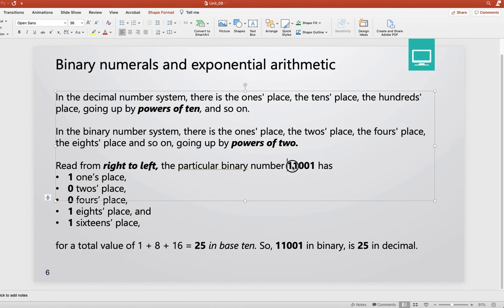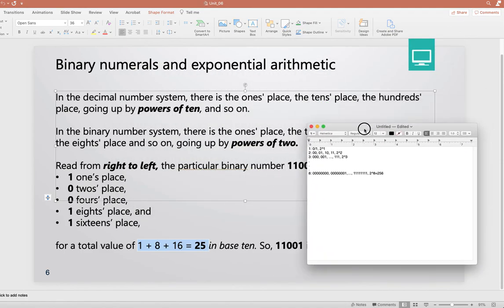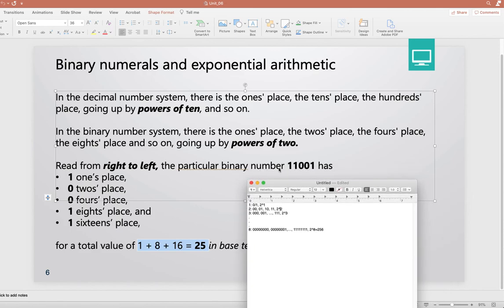So if you want to convert this binary number to a decimal number, here is the formula. You read from right to left, and the first position is 1, so 1 times 2 to the power 0. Okay, because this is the first position, it represents 2 to the power 0. So 2 to the power 0 means 1, right?